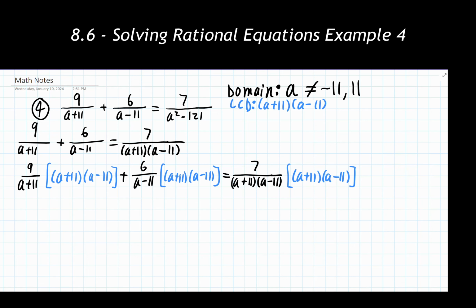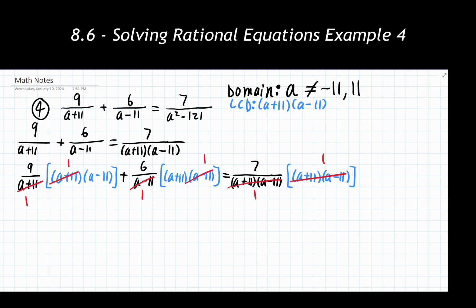But now that I have everything written out, I'm canceling things. In the first one, I have this a plus 11 that cancels out. Those each become 1s. For the second one, I have a minus 11s. They're canceling out. And then in the last one, the entire thing cancels out, which is rather nice.